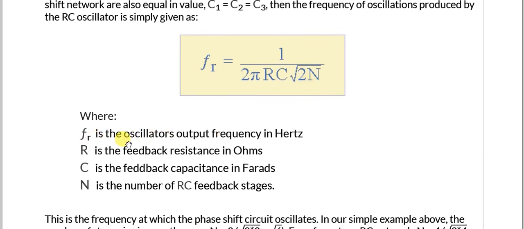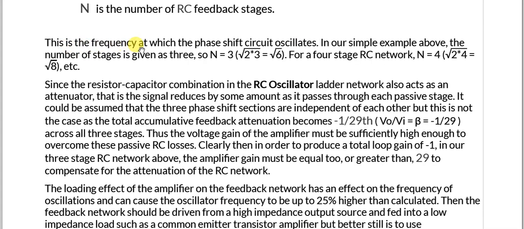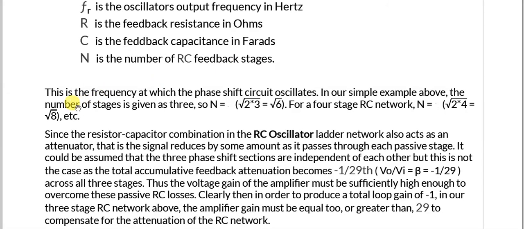This is the frequency at which the phase shift circuit oscillates in our simple example above. So the frequency in our simple example above, the number of stages is given as n. N is the number of stages, if there are 3 circuits then 3, if there are 4 then 4, and all together that number is included.